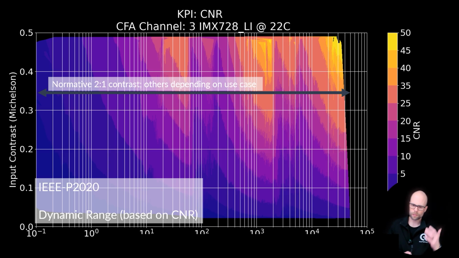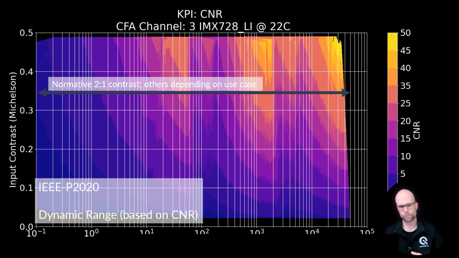So that looks like this. You have, again, a map. On the x-axis, you have the average luminance. On the y-axis, you have the contrast. And then in color, you have your CNR. Now, according to the standard, 2:1 shall be used, but others are definitely a possibility. So now you just have a look at a third Michelson contrast, so 0.33. That is where you need to have a look if you want to know, according to the standard, what's the dynamic range. But now with this approach, you can also check at other contrast.